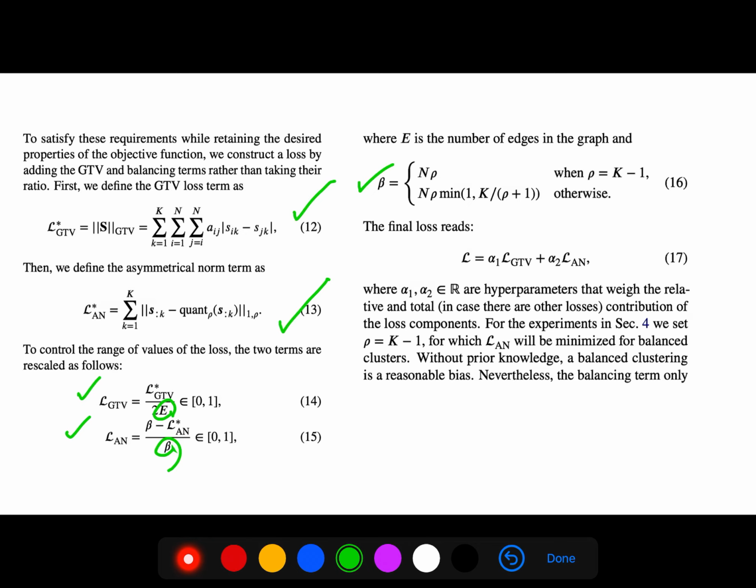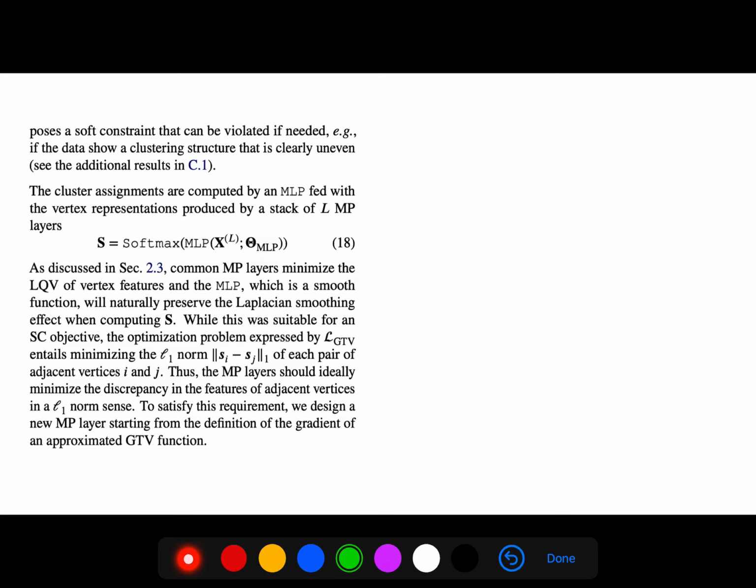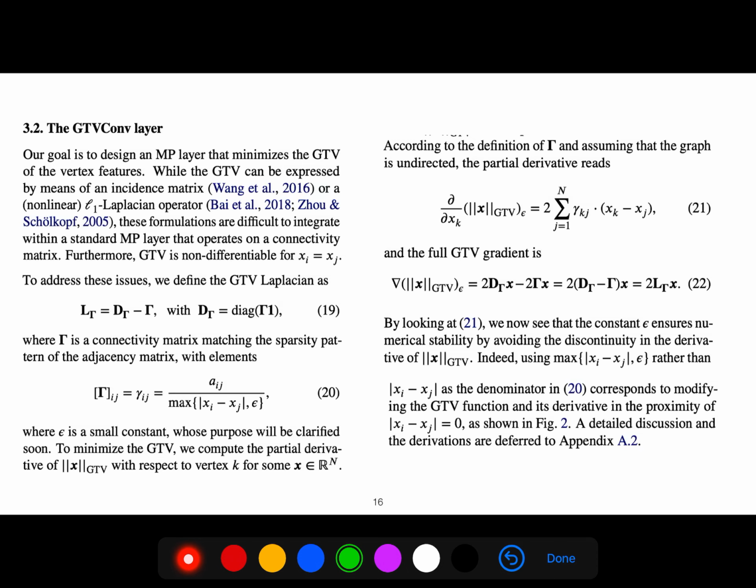And now we add the graph total variation and the AN term. Finally, the cluster assignments are computed by a multi-layer perceptron, just like previous methods. So our goal is to design a message passing layer that minimizes the graph total variation.